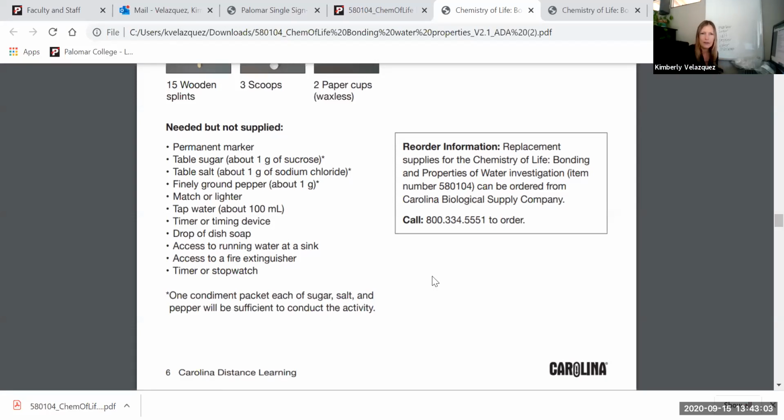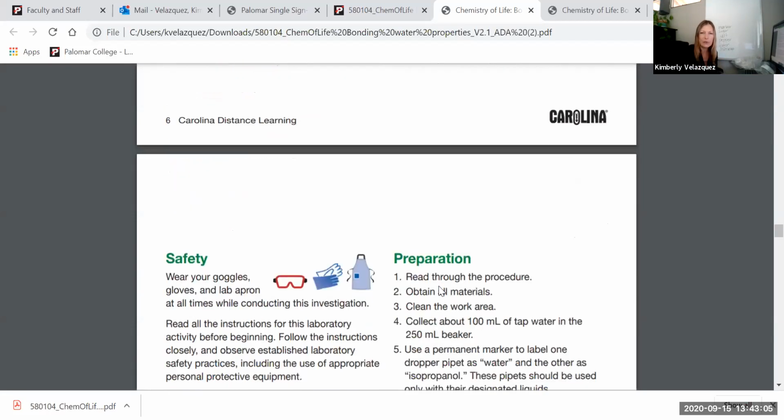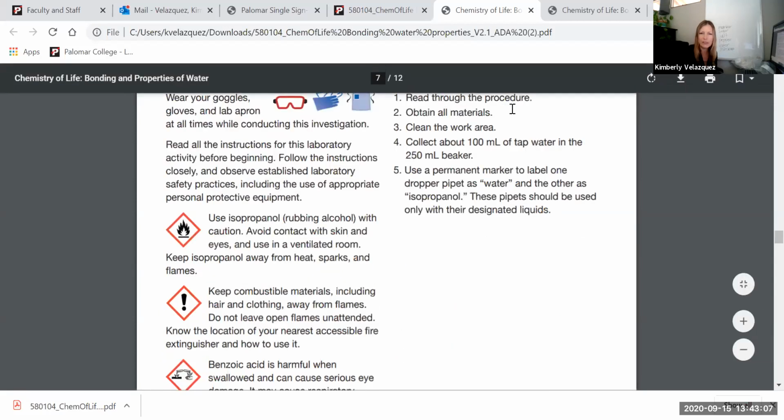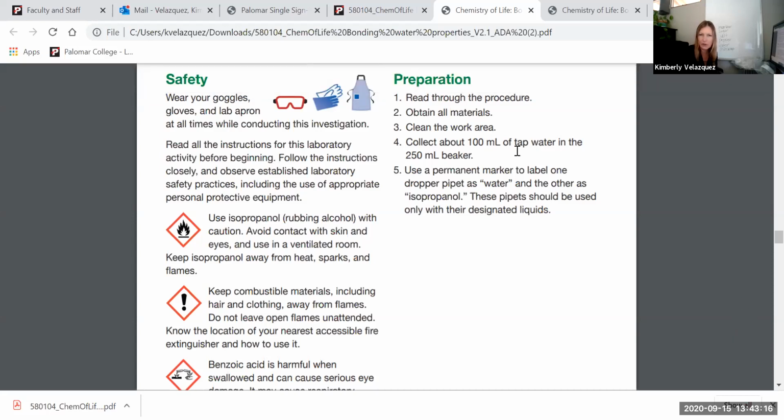Okay. There are three activities you're going to be doing. You need to read through the procedures first and get all your materials ready. You need a clean work area. You need to have about 100 mLs of tap water in one of your beakers, okay? And then you can go ahead and put your pipette that has your W on it in there, because you're going to be using this to dispense the water. And then you want to label things with either a permanent marker, a Sharpie, or that wax pencil that I was showing you.